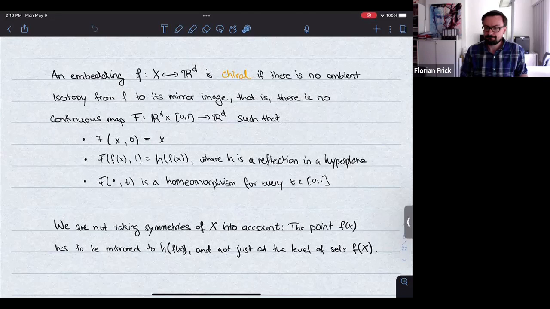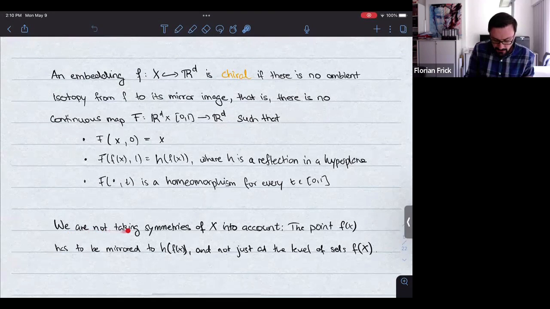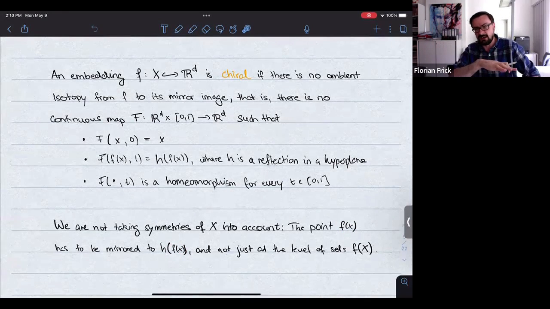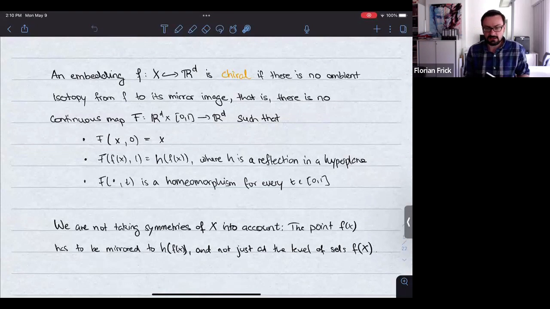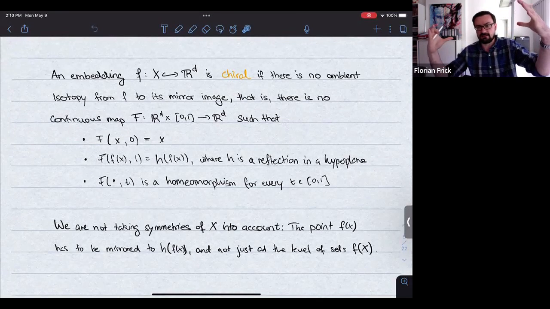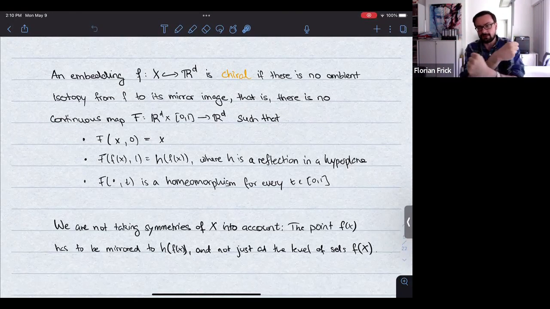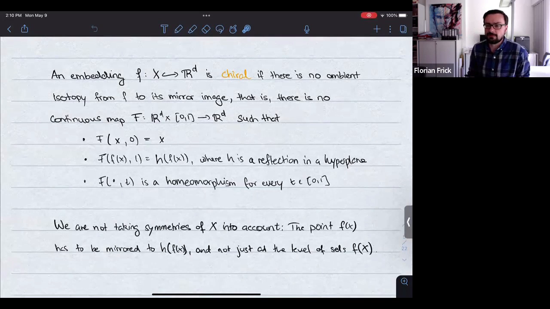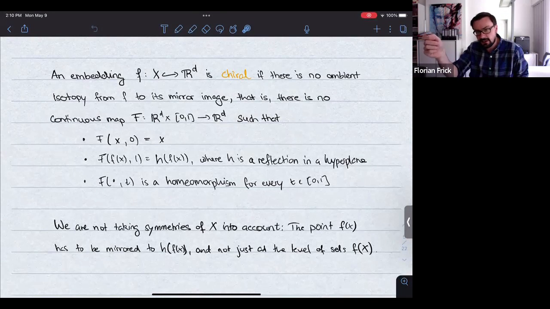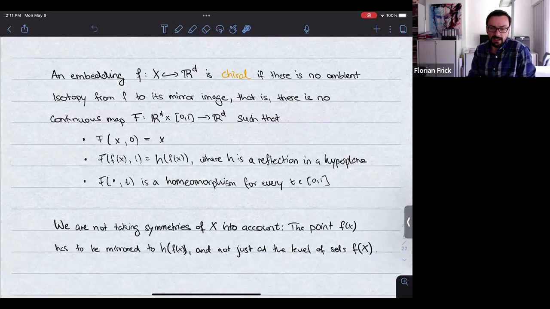I want to make one point that I think is important here already, which is we're not taking symmetries of X into account. So it's a labeled thing. The point f of x has to go to the reflection of the point f of x in the hyperplane. It's not the same as just taking the set f of the full set X and trying to deform it into its reflection. That's also a valid notion of chirality that you can investigate. That's not what I mean for the purpose of my talk, for simplicity. I really want f of little x to go to the reflection of f of x.